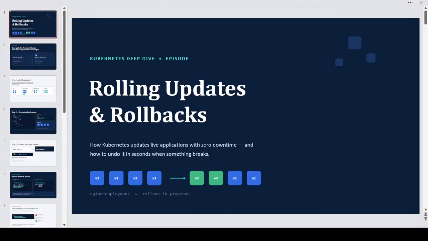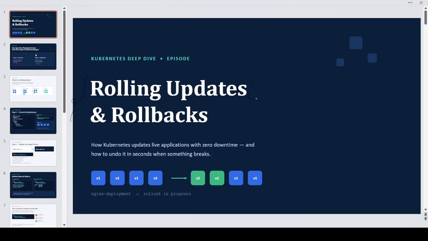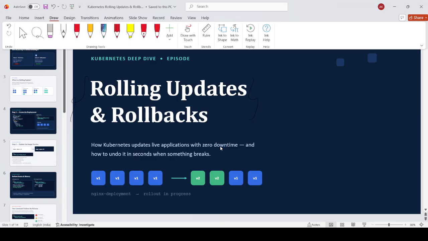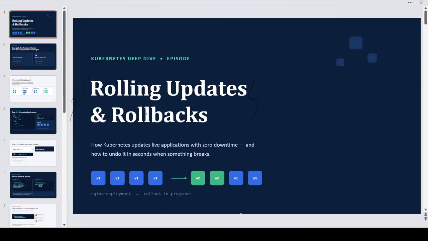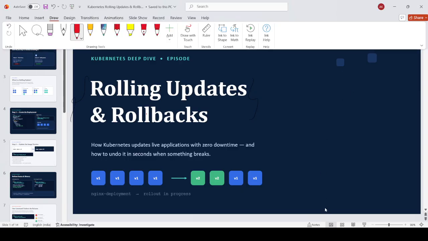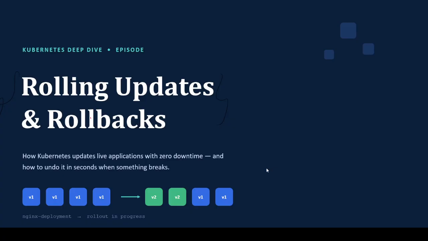So today's video is basically about rolling updates and rollbacks. I have already covered a bit about this in our previous video, but in this video we will see it in a bit more detail. I will start with what a rolling update basically is. It means your application is running on some version, like v1, and you want to make it run on version v2.